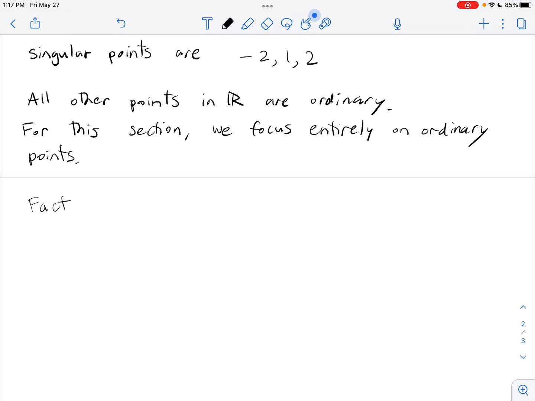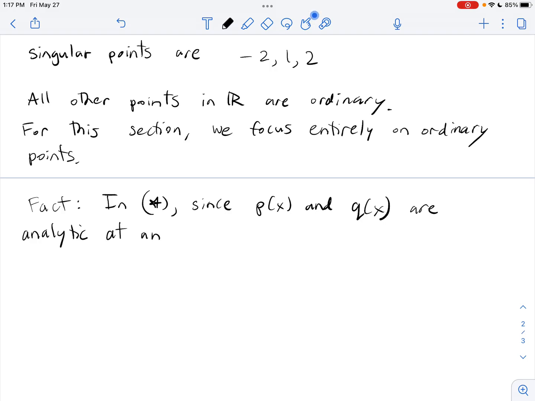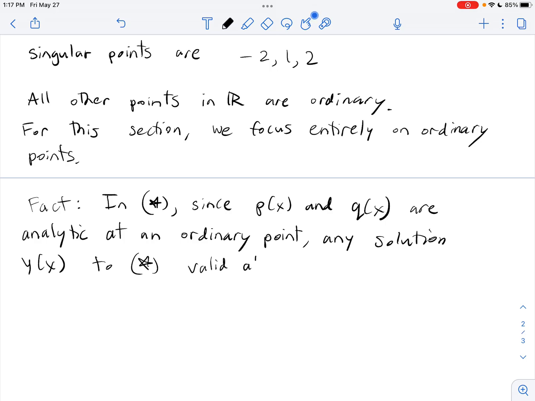So, fact. In star, since p of x and q of x are analytic at an ordinary point, any solution y of x to the differential equation star valid at x equal x naught is also analytic at x equals x naught.